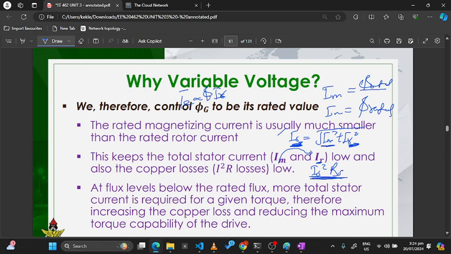Okay, the core will saturate. But if this one is too low as well, that means in order to get a significant torque, IR has to be very high. And if IR is very high, P slip is equal to IR squared times RR. So if our flux is below the rated value, we will need more rotor current to produce a high electromagnetic torque. Then in increasing the IR, we are going to increase the P slip. That's the losses in the rotor.